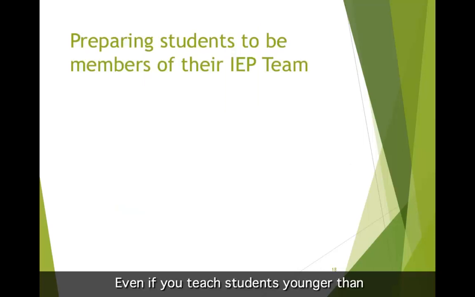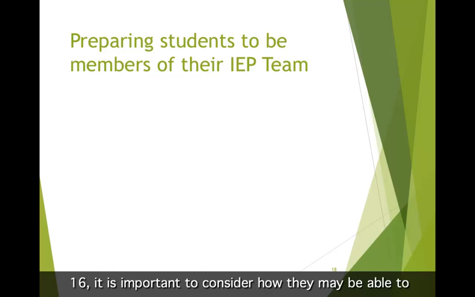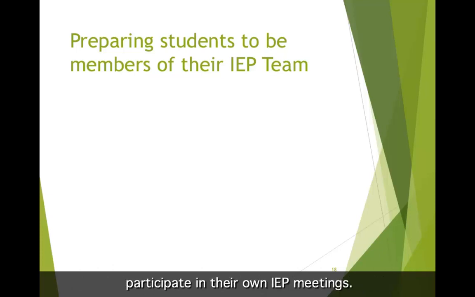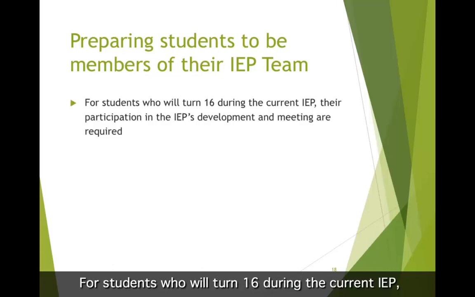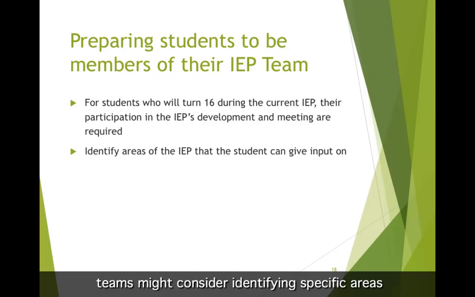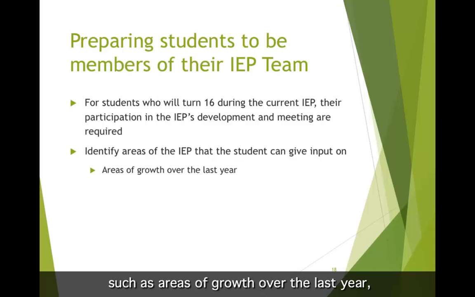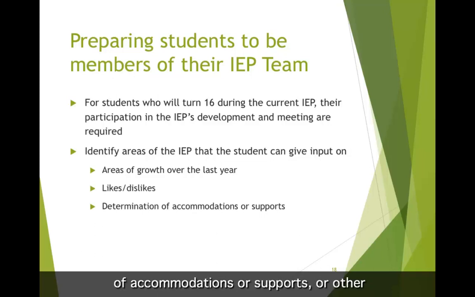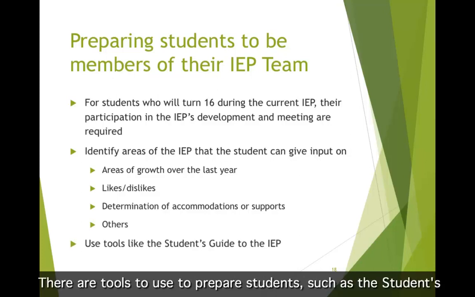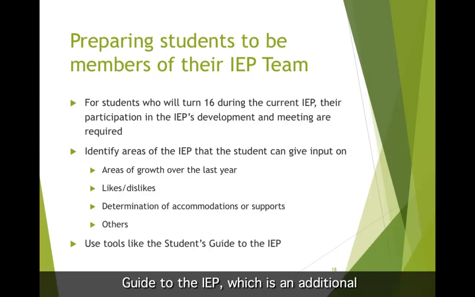Even if you teach students younger than 16, it is important to consider how they may be able to participate in their own IEP meetings. For students who will turn 16 during the current IEP, their participation in the IEP's development and meeting are required. For all students, teams might consider identifying specific areas of the IEP that the student can give input on, such as areas of growth over the last year, likes and dislikes, determination of accommodations or supports, or other items as determined by each team. There are tools to use to prepare students, such as the Student's Guide to the IEP, which is an additional document attached to this module.